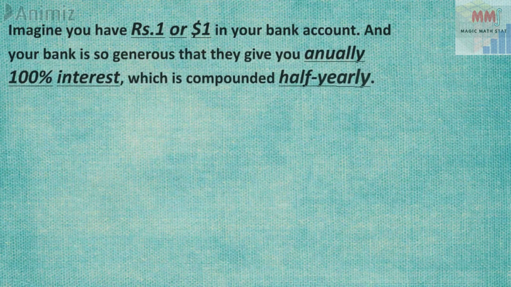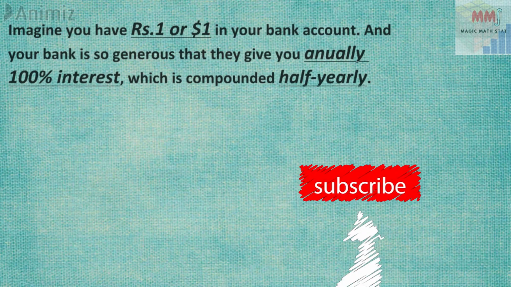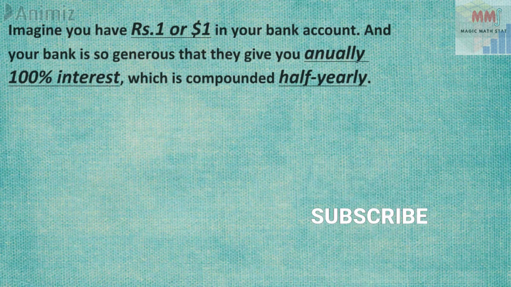Now I will change the story a little bit. As in the previous case, you start with $1. Your bank annually gives you 100% interest. But now the interest is compounded half yearly.